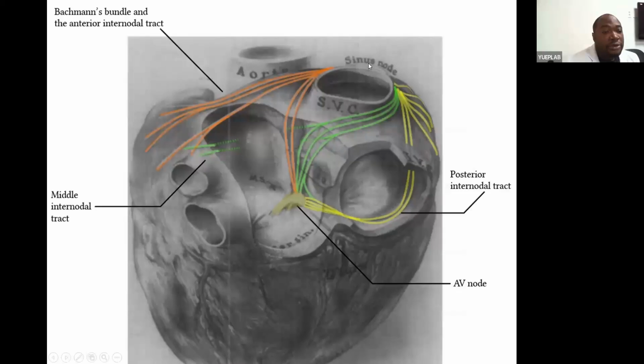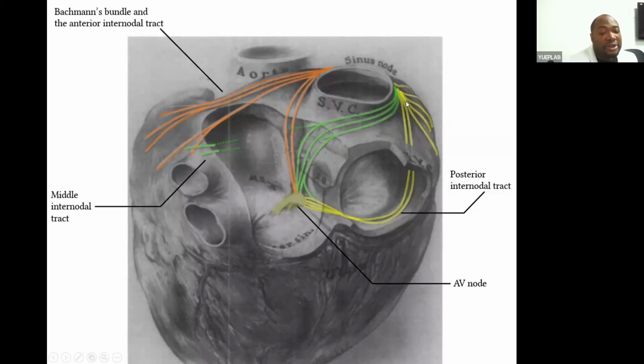Just as an overview here, we have the interatrial conduction system. From the SA node, Bachmann's bundle conducts to the left atrial appendage and also sends a branch down the interventricular septum into the AV node. Then we have the middle interatrial tract, or internodal tract, which conducts impulses posterior to the SVC and then down the interventricular septum, sending a branch through the fossa ovalis into the left atrium.